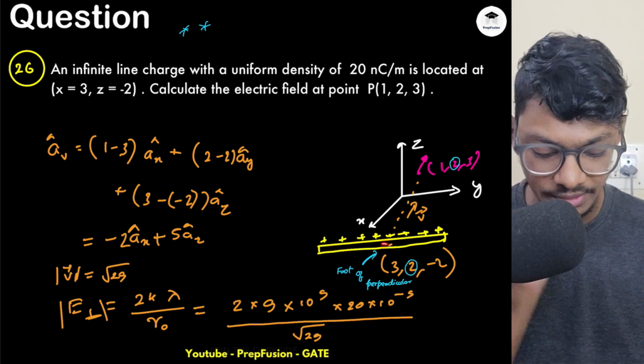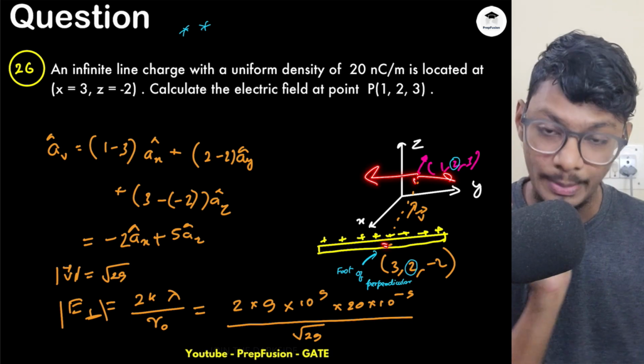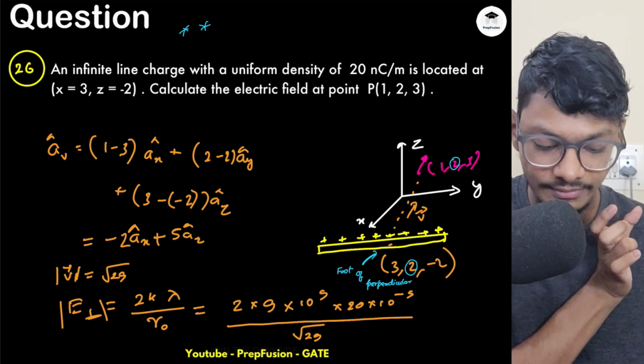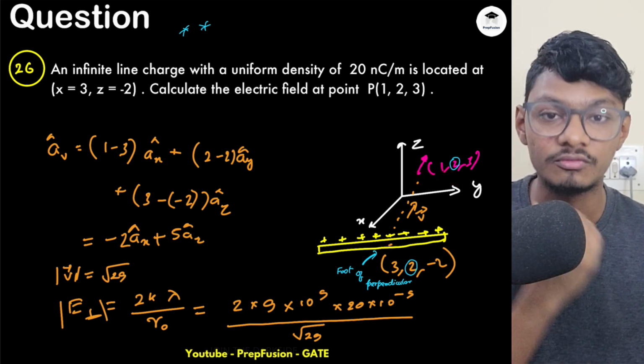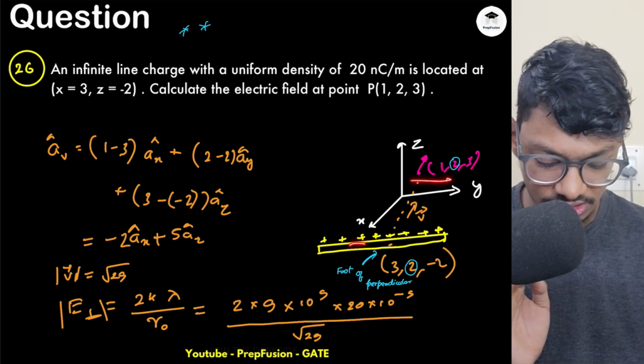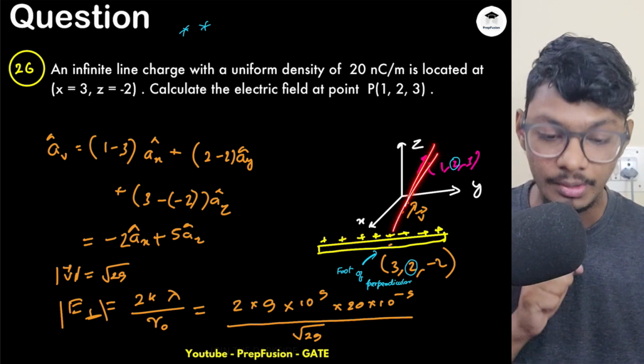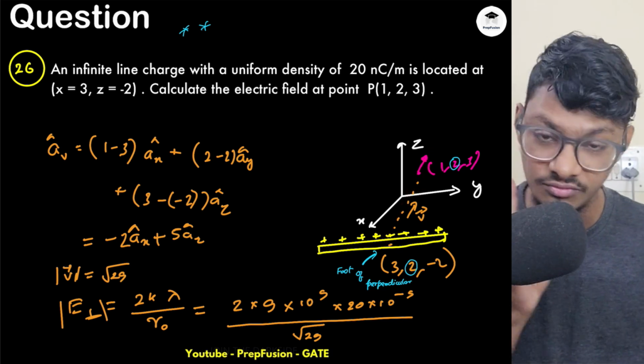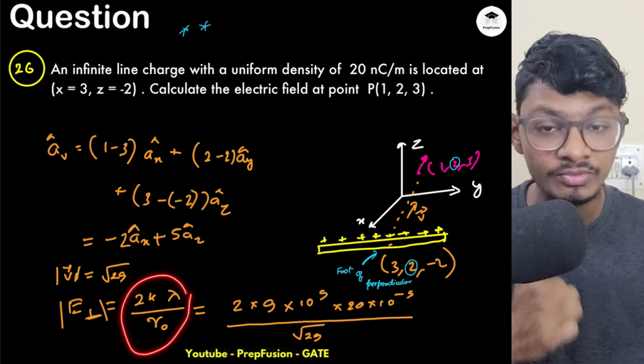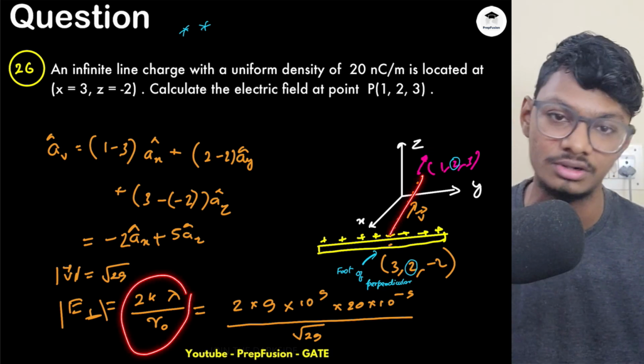So what will happen if I assume it as middle? The parallel component, or the horizontal component of the electric field, will get cancelled due to the dq and dq charges on the diametrically opposite sides. Just the perpendicular component will be left. And what is the formula for the perpendicular component? It is 2k lambda by r naught. R naught is the perpendicular distance.